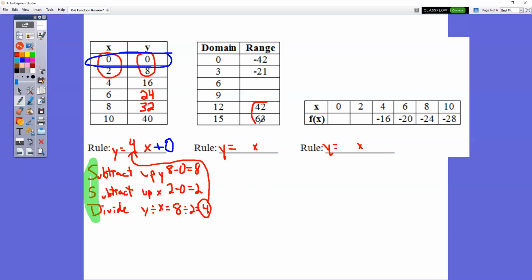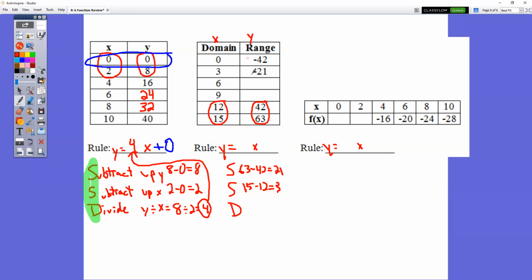Again, we have to do subtract, subtract, divide to find the numbers that go in front of the x. Choose two numbers. Now, you don't have to choose the top two numbers every time. You could choose any two numbers you want. I'd rather work with positive numbers compared to negative numbers. So subtract going up the y. 63 minus 42. 63 minus 42 is 21. Subtract going up the x. 15 minus 12. 15 minus 12 is 3.